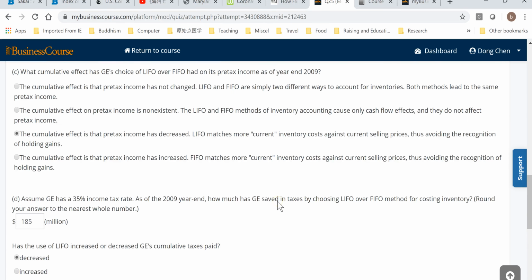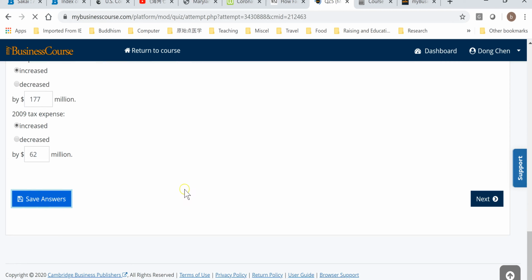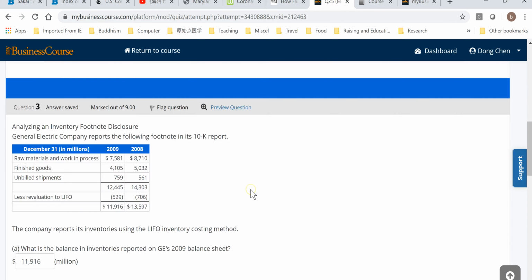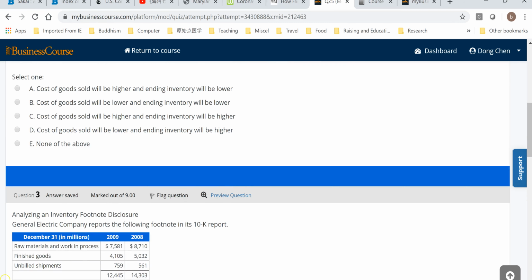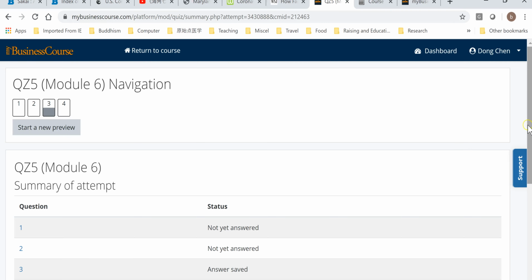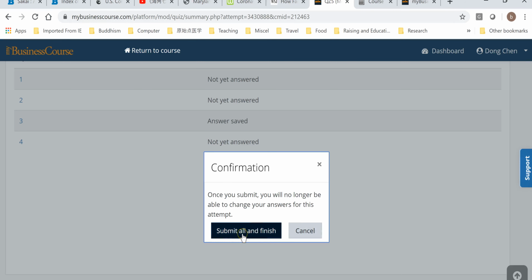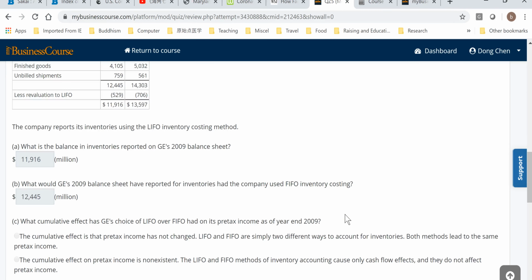And so now let me check my answer. Save answer. So I guess that's basically this question. Let me first finish the attempt to check whether I got these answers right. So submit all and finish. Yeah, I can submit all and finish and see whether I got these answers correct.